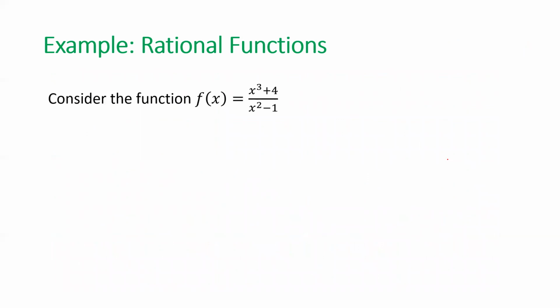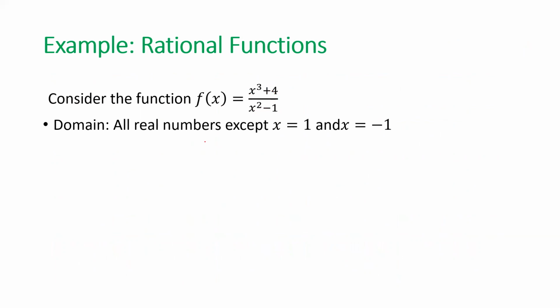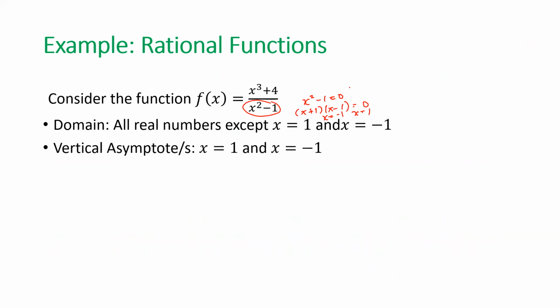And then finally, we have the following example, f of x equals x cubed plus 4 over x squared minus 1. So the domain here is the set of all real numbers except x equals 1 and x equals negative 1. That's because if we solve for x squared minus 1 equals 0, we will factor it as x plus 1 times x minus 1. And equating both linear factors to 0, we get x equals negative 1 and x equals positive 1. So since the domain is the set of all real numbers except 1 and negative 1, the vertical asymptotes will happen at x equals 1 and x equals negative 1.